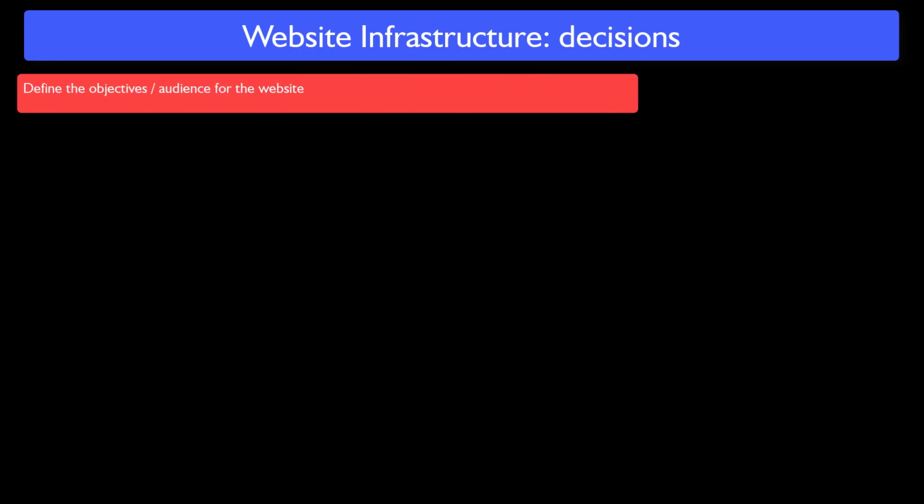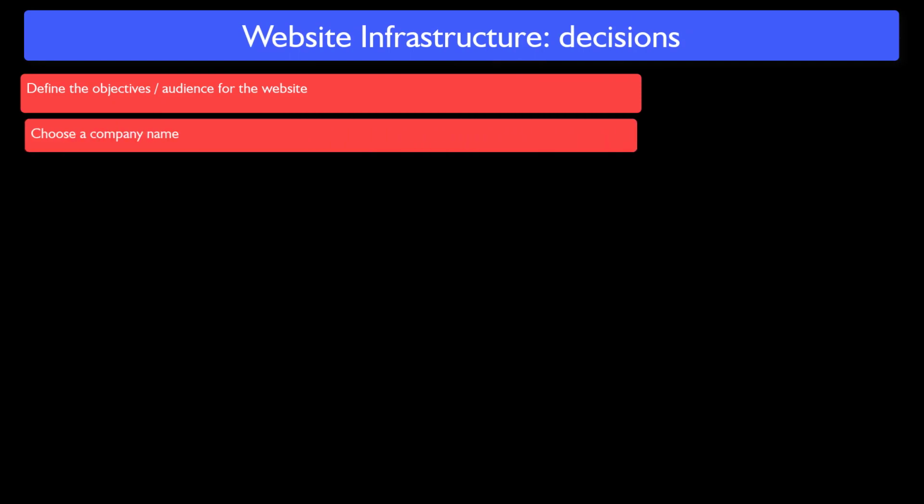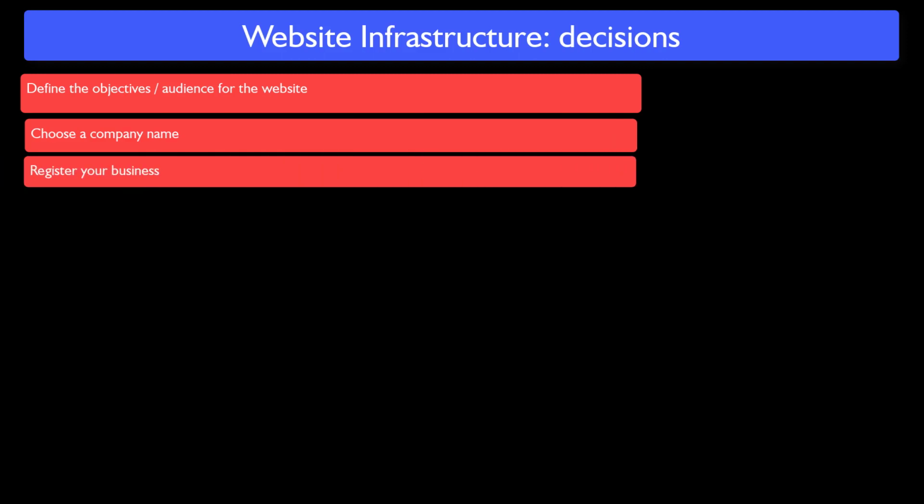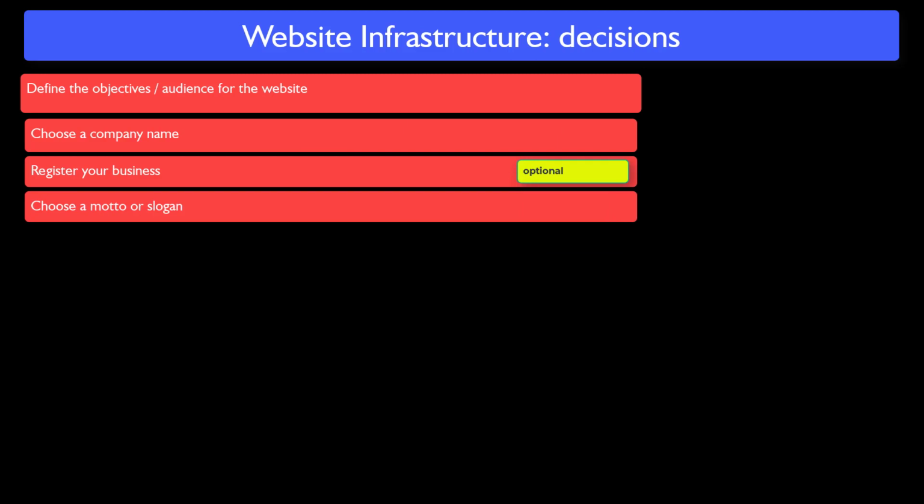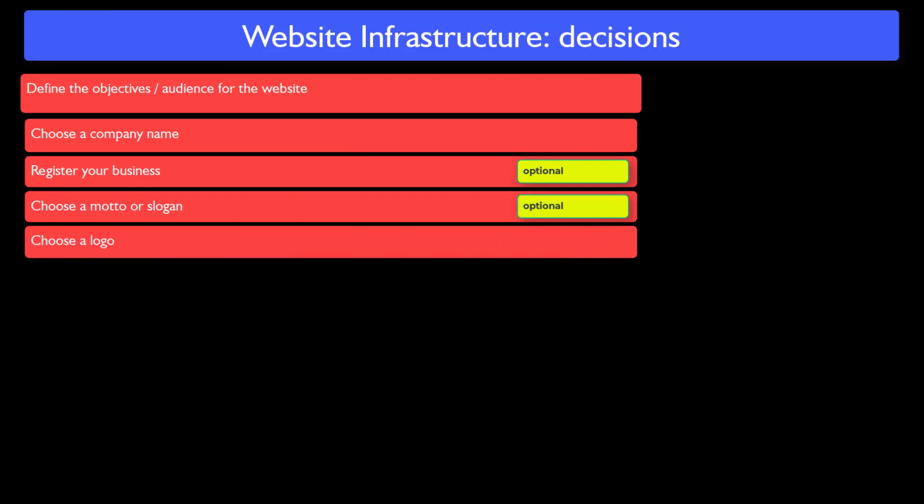There are a number of decisions and choices you need to make in order to create a useful website. We summarize the major points here. You need to define your objectives and audience for the site, choose a company or organization name, and register your business. Well, that could be optional. You want to choose a motto or a slogan, perhaps, and choose a logo. Again, that's optional.